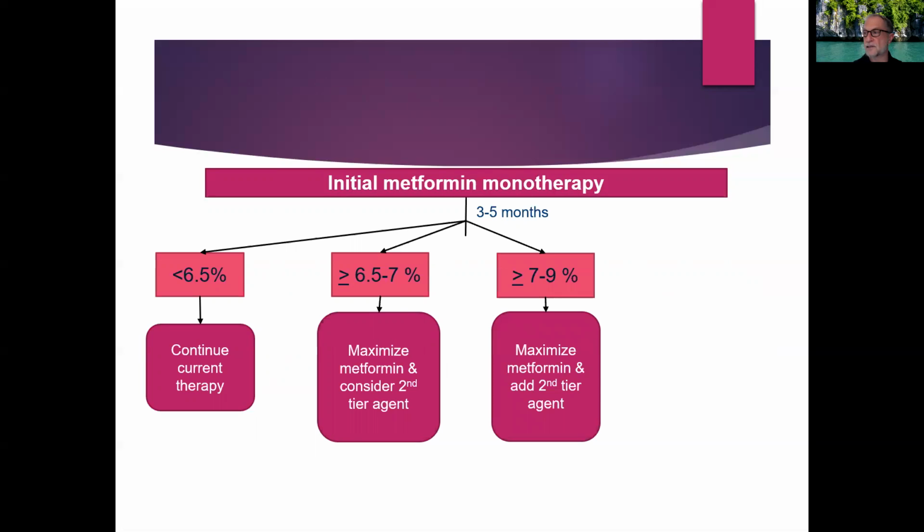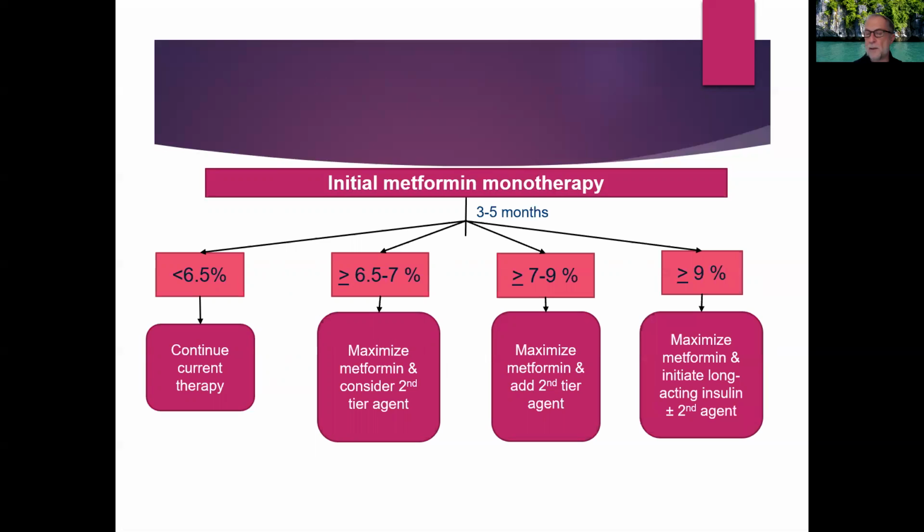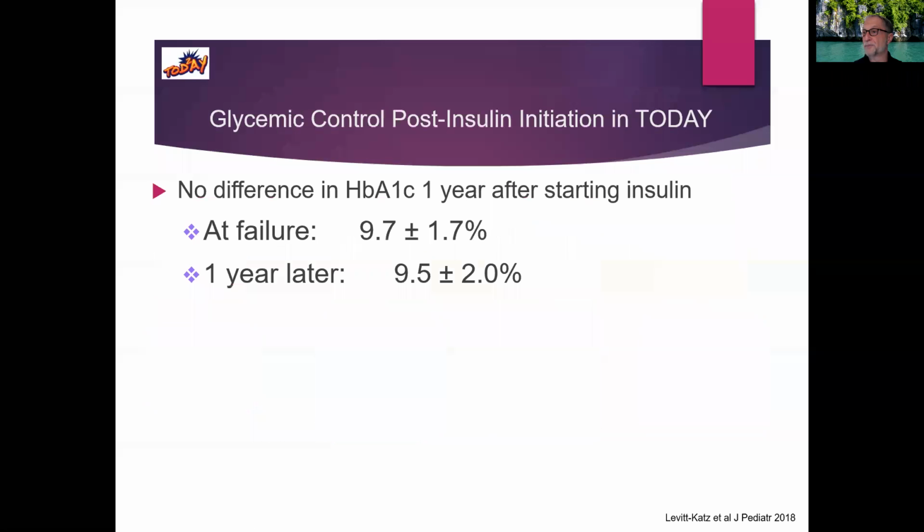If their A1C is between 7 and 9%, again, maximize the metformin. And we are strongly considering, in general, in our situation, adding a second agent at that point. And if the A1C at that point is greater than 9%, we're most likely going to initiate long-acting insulin, as well as potentially a second-tier agent. So what should those agents be? Thiazolidinediones, DPP-4 inhibitors, GLP-1 agonists, and SGLT2 inhibitors all have their place in management of these patients. Now we'll go through these briefly.